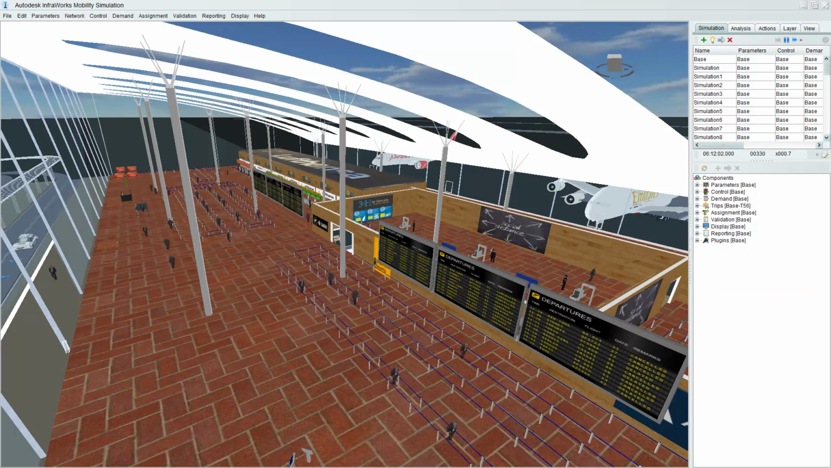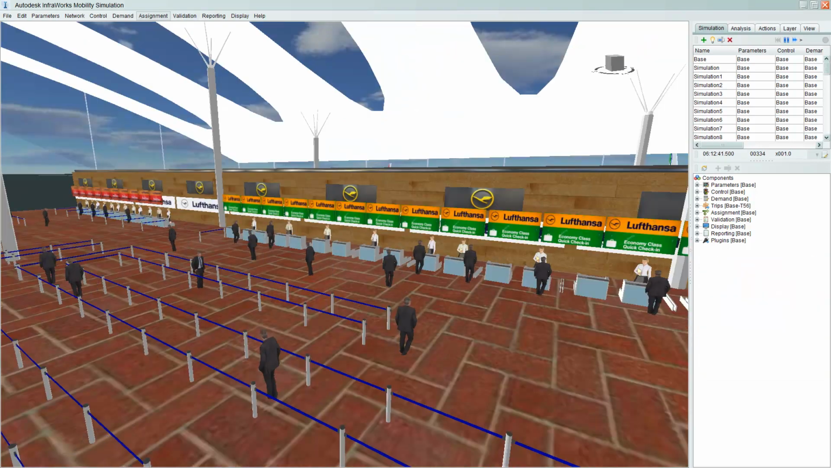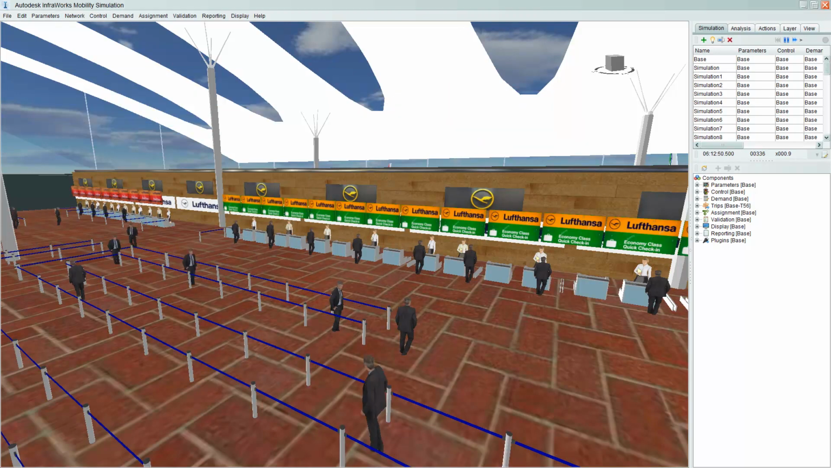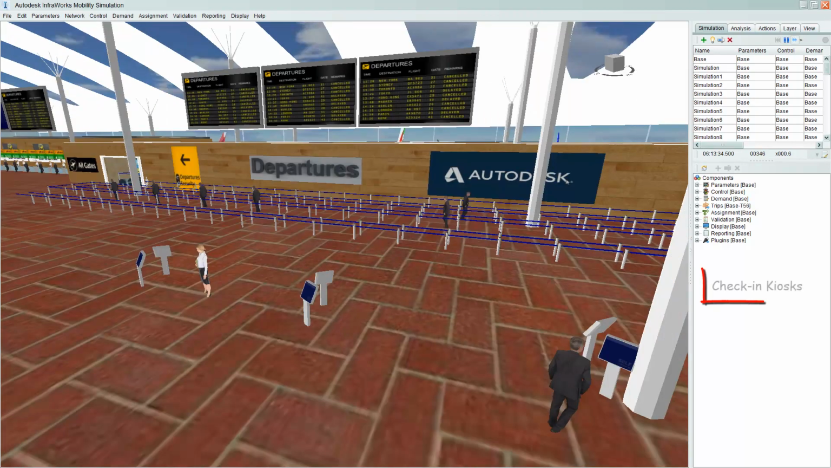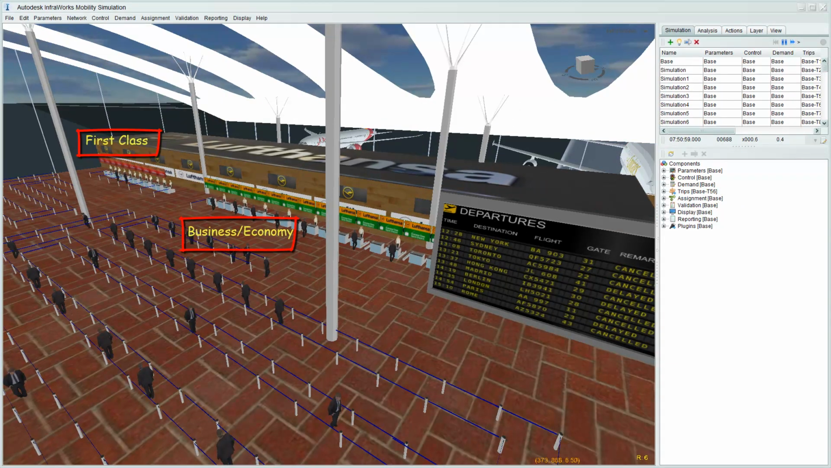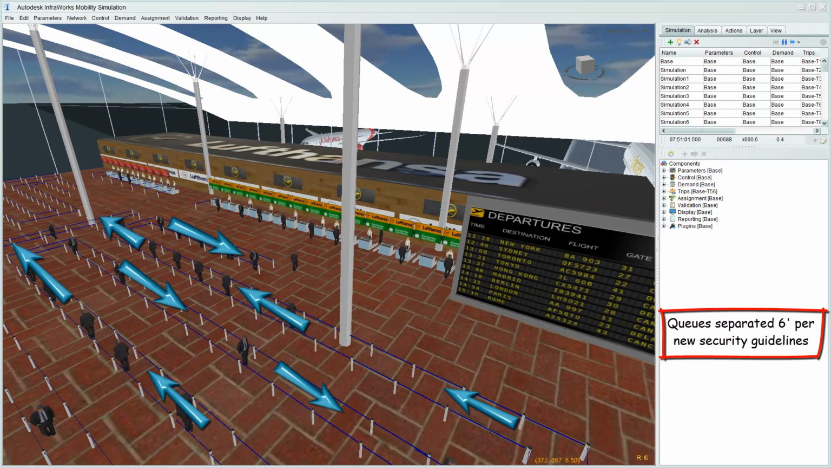As a basis for our project, we'll be using a Revit model, a wide variety of 3ds Max elements to provide realism, and assume a 20% reduction of original traveling demand. The simulation will be run from 6 to 10 a.m., where this airport holds the peak volume of arriving and departing passengers. As passengers arrive, they'll be checking in by either using kiosks or first and business class counters guided by line dividers, always spaced 6 feet apart as per new security guidelines.